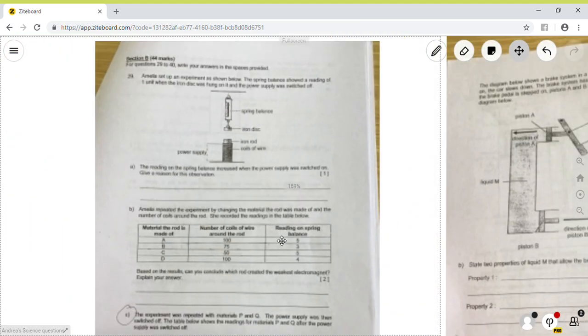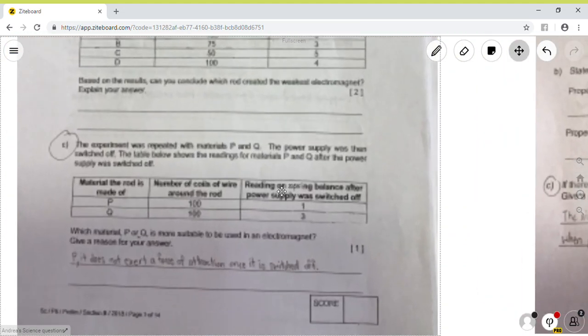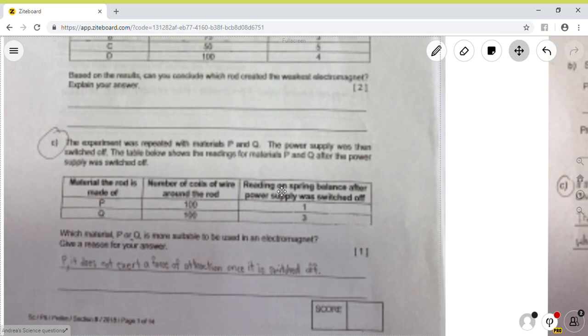This one is actually part C of this question. The reading for the material after the power supply is switched off. Number of coils, 100. So one is 1, the other is 2, the other one is 3. Which material, P or Q, is more suitable to use for the electromagnet?